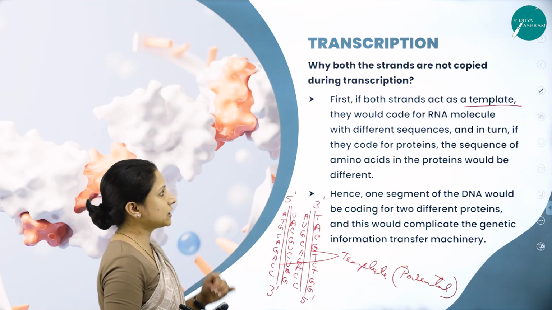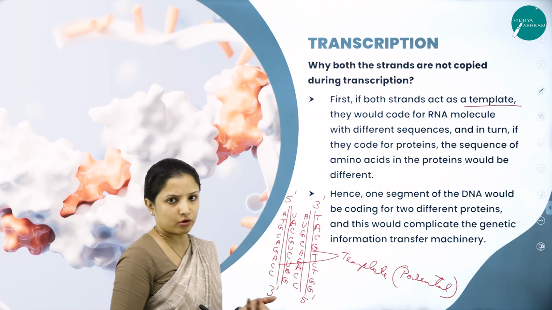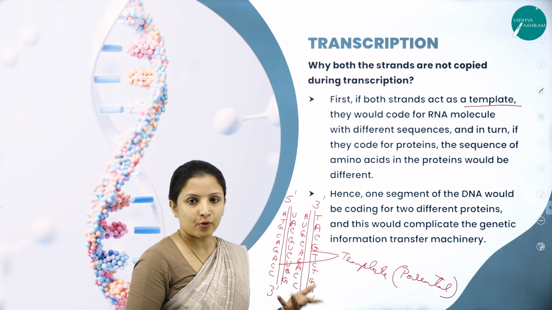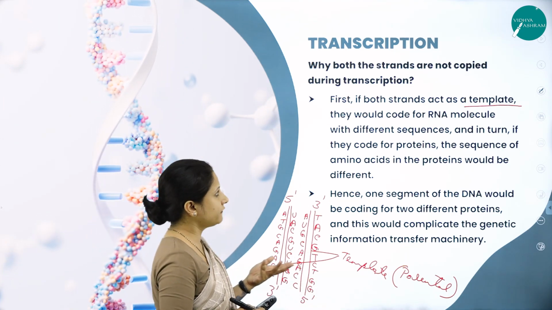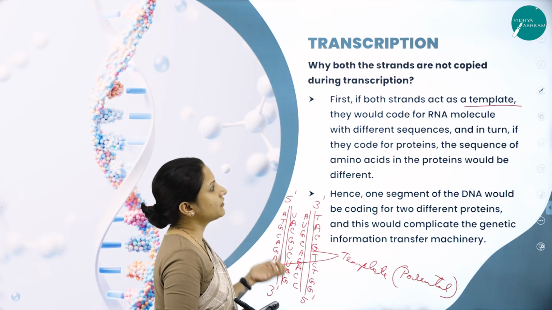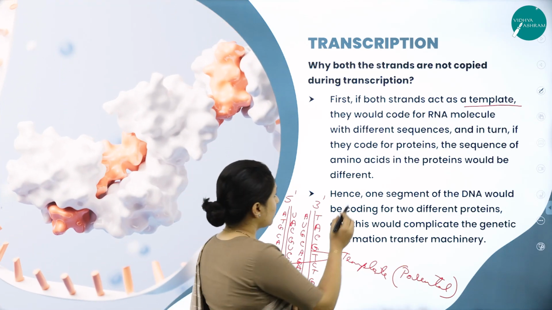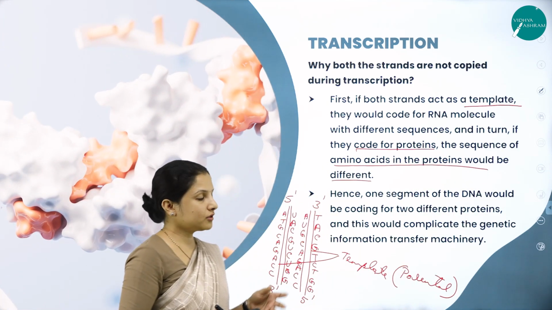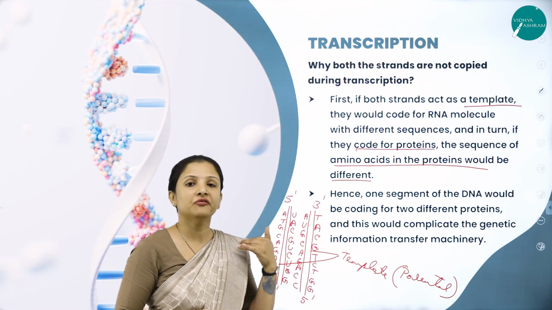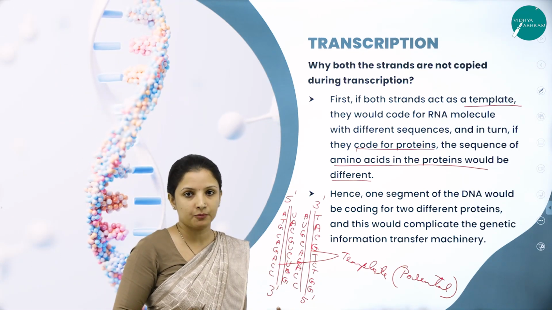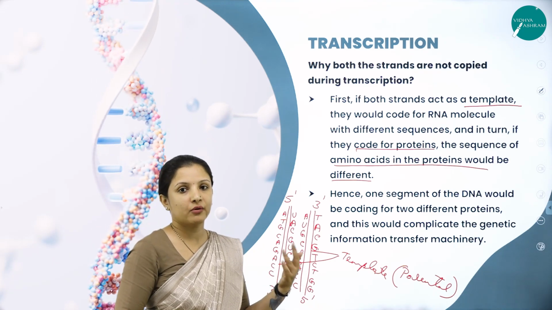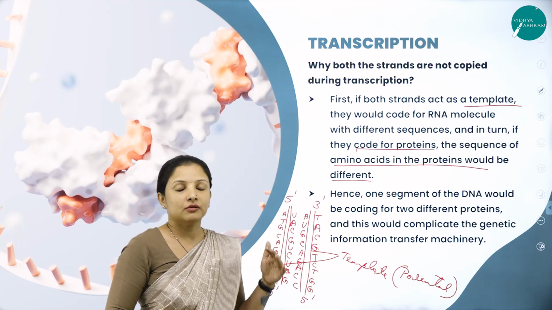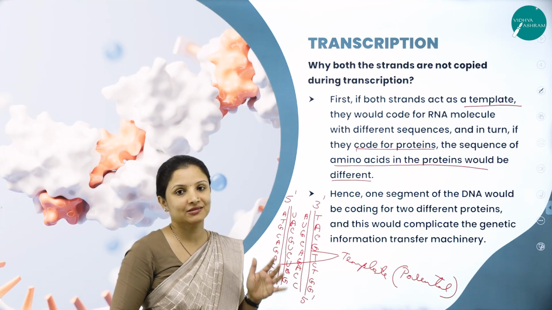So first, if both strands act as a template, they would code for RNA molecules. Of course, a complementary RNA molecule, with the help of DNA-dependent RNA polymerase enzyme, is not a problem to form. It will form. So they could code for RNA molecules with different sequences, and in turn, if they code for proteins, the sequence of amino acids in the protein would be different. Now, if both the strands are formed, what will happen? We'll have different types of amino acids being produced. If different forms of amino acids are being produced, it will create a lot of confusion and problems in the body. We have just 20 to 21 amino acids that are produced in a body.